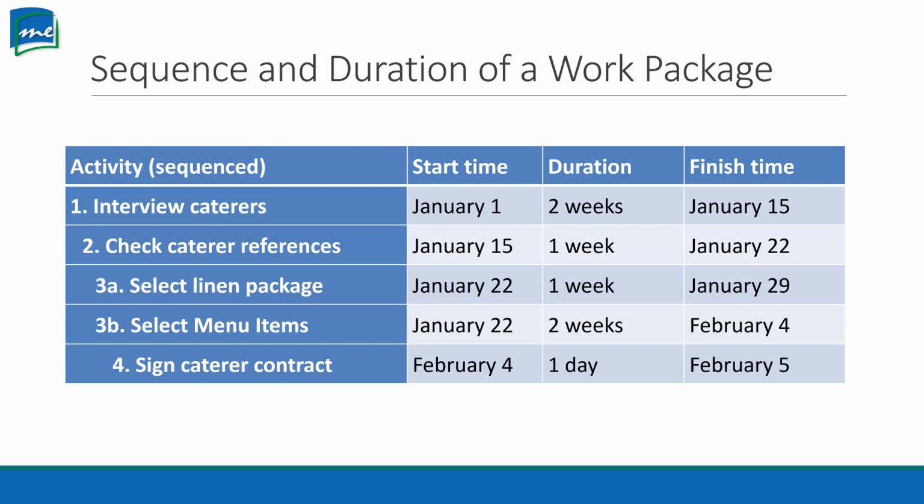But activity number 4 there, signed caterer contract, starts on January 4th and it's 1 day. However, January 4th is the end of the menu items. So I'm guessing that this catering contract has a dependency on the menu items. So you see how this works here? One can't start before the other one. For example, you can't check the caterer's references until you interview the caterers.